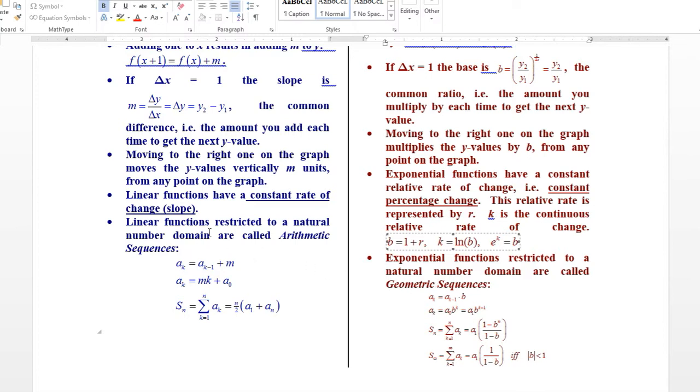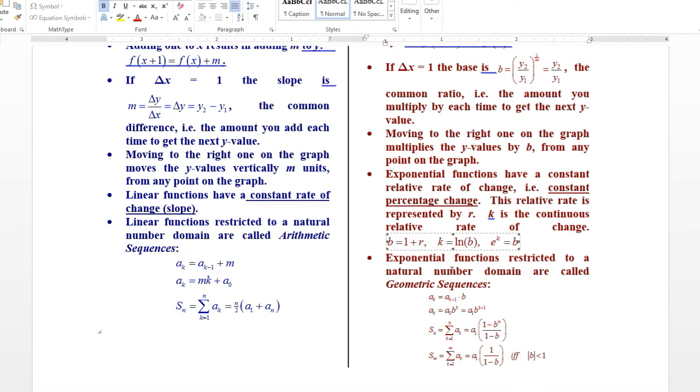Now, if you restrict the domain to only be natural numbers, then we call a linear function an arithmetic sequence, and this gives you a recursive formula and a non-recursive formula for the sequence, and then the sum of the sequence is an arithmetic series, and there's a shorthand for that, a closed form formula.